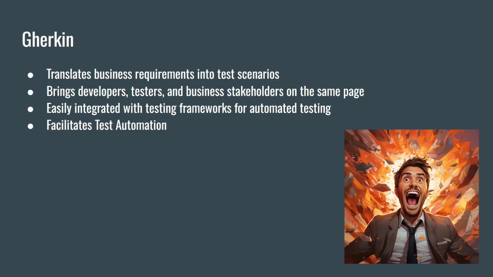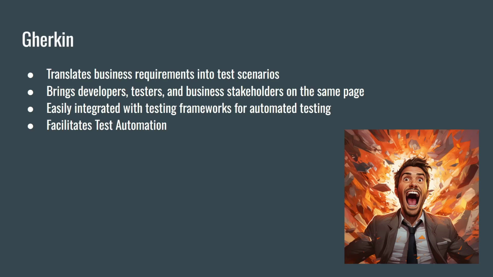And this is where Gherkin comes in. Gherkin is a language that can actually translate business requirements into test scenarios. And it's written in plain English. So if you actually want, you could teach your non-technical business people to write Gherkin in a certain manner so that they could actually provide you in plain English what they expect the system to do under different scenarios. So it will definitely make it easier for developers to communicate with testers and business stakeholders. And it's very, very easy to integrate with existing testing frameworks for automated testing. That could be XUnit or NUnit, whatever testing framework you actually use.